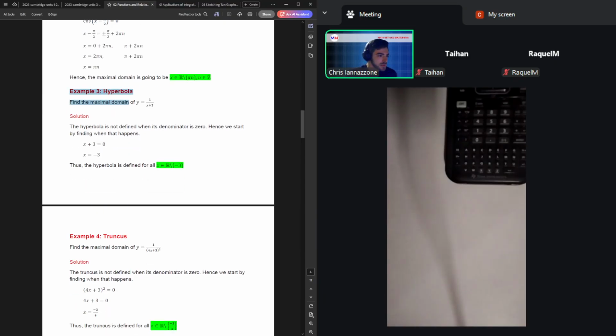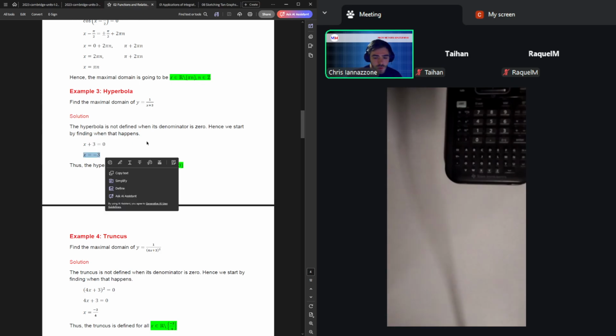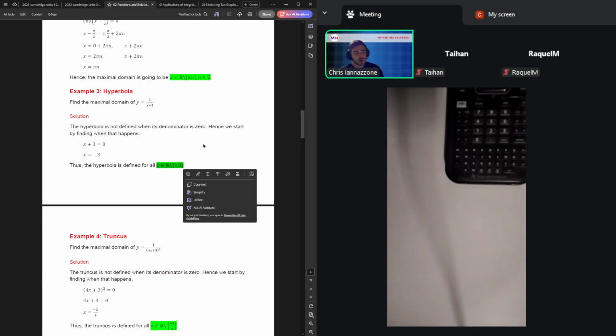Sweet. Okay. Next up, hyperbola. The exact same scenario. We've got something divided by something else. Division by 0 is now possible. So the maximal domain of the hyperbola is again going to be everywhere where the denominator does not go to 0. So again, just take that denominator, make it equal 0, figure out where it equals 0, which in this case is going to be at x equals -3, which is why our maximal domain is going to be all real excluding -3.